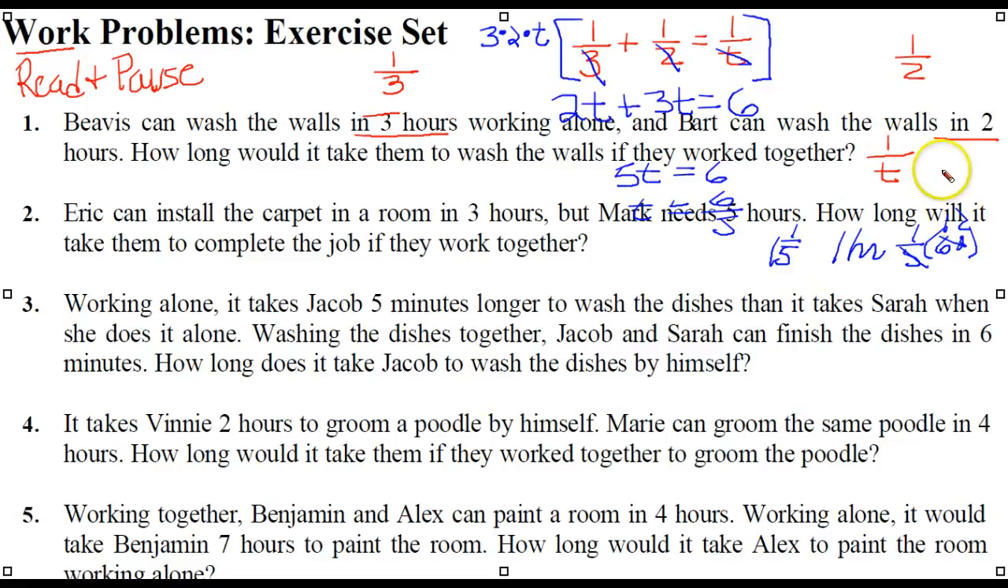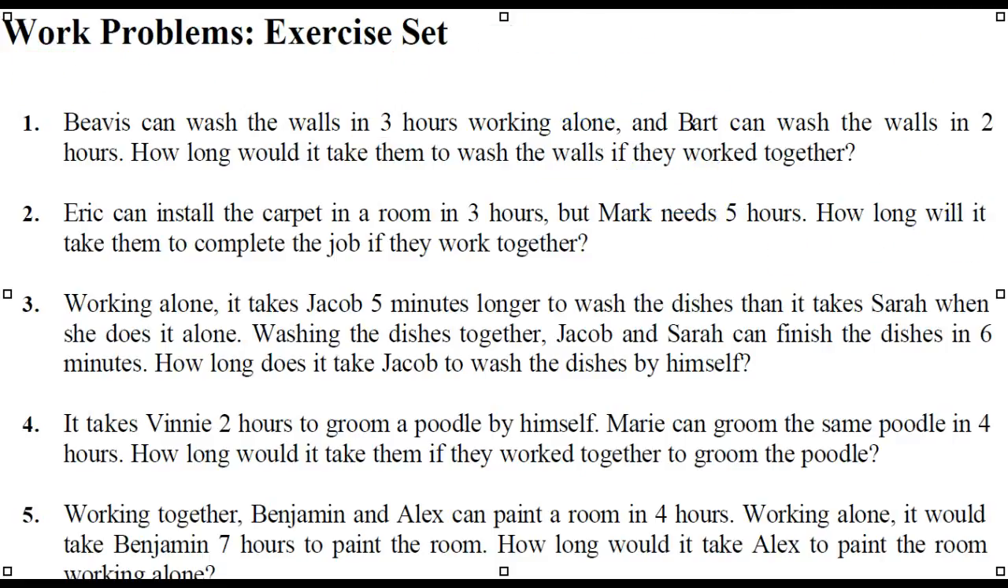Again, there's a number of ways to write this, but what we're interested in here is setting up the equation. So since this is looking a little messy, I will clear it up for you. All right, let's go on to number 2. Read and pause.